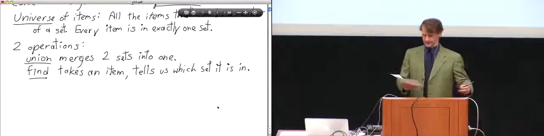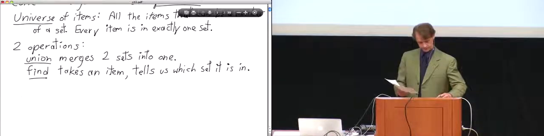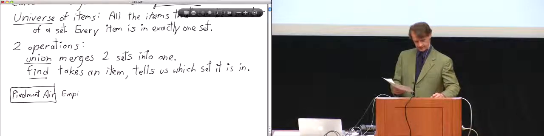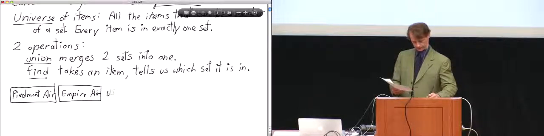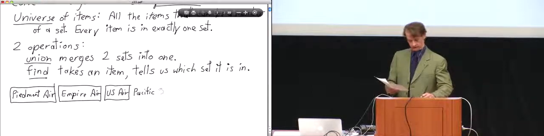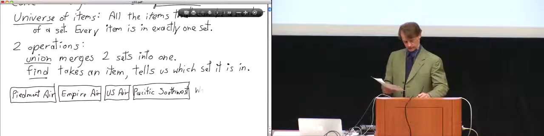So let me draw an example of a universe of items that might interest us. I'm going to draw the names of some old airline companies which mostly used to exist, and one still exists today. And each of these is going to be an item in my universe of items. And I'll throw in a few other corporations that are not airlines.